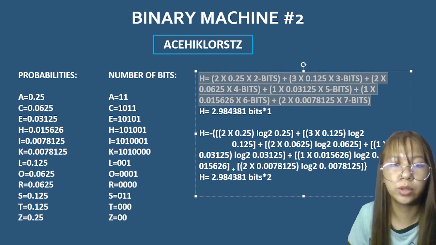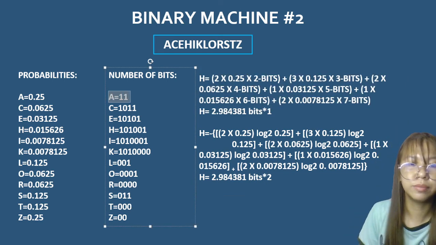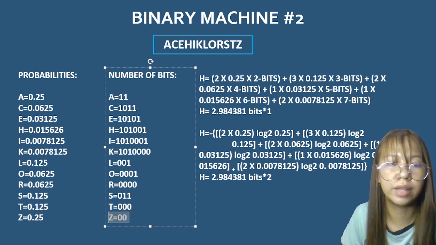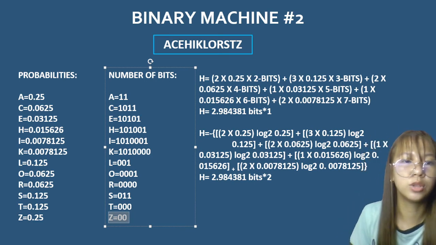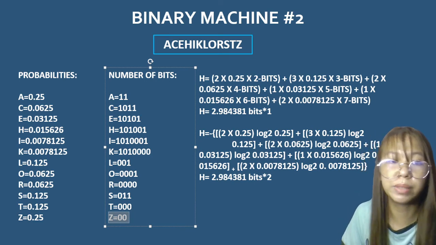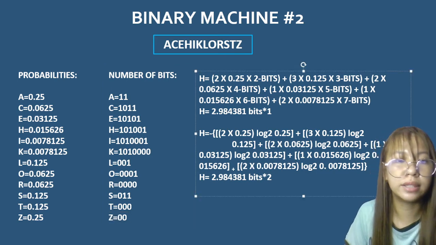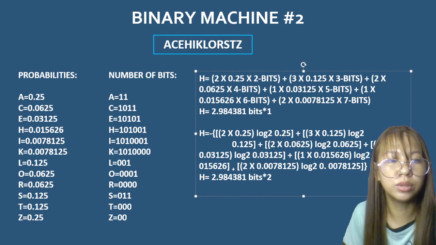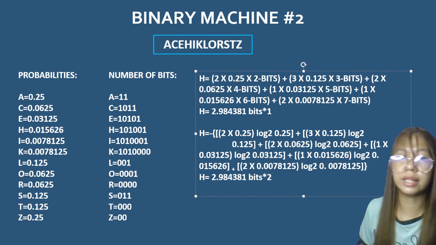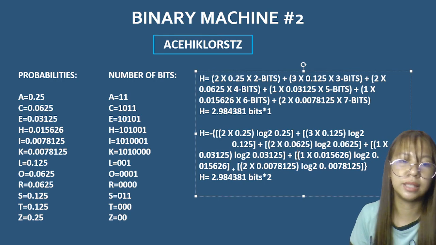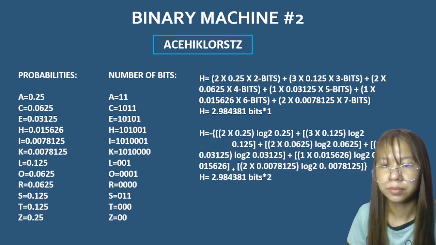Then 2 times 0.25 times 2 bits, plus 3 times 0.0125 times 3 bits, plus 2 times 0.0625 times 4 bits, plus 1 times 0.03125 times 5 bits, plus 1 times 0.015625 times 6 bits, plus 2 times 0.0078125 times 7 bits. The entropy is equal to 2.984381 bits. So here is the summary.